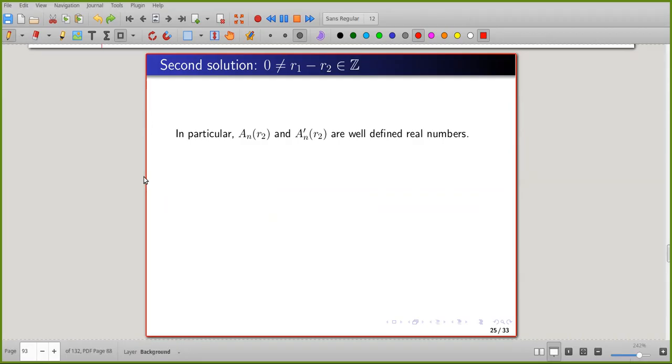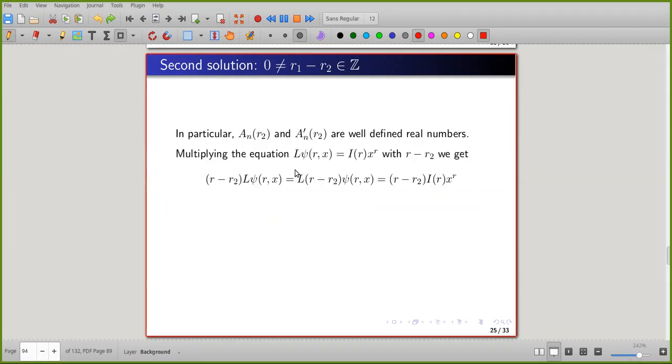We multiply the equation L psi(r,x) equal to I(r) x^r with r minus r2. So we get r minus r2 times L psi(r,x) is equal to, so once again, r minus r2 and L, we can interchange those two because L is a differential operator. And this is equal to, all right.